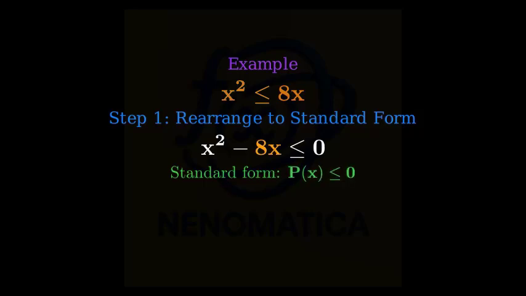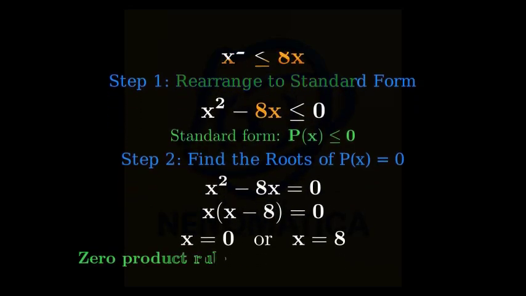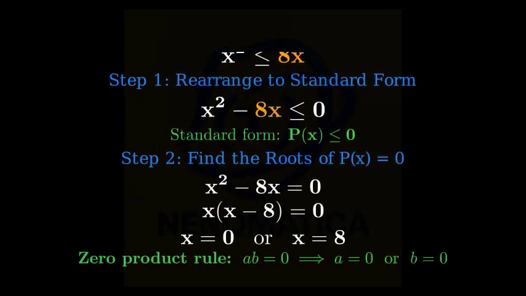This is our function p of x less than or equal to 0. Step 2. Find the roots of the associated equation. We set x squared minus 8x equal to 0. Now factor out an x. Set each factor to 0 to find the roots: x equals 0 and x equals 8.